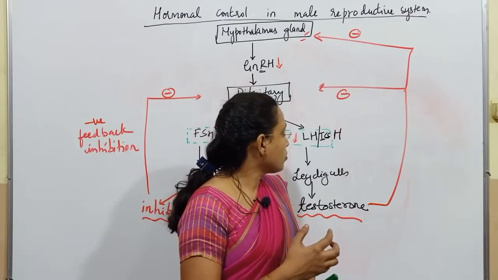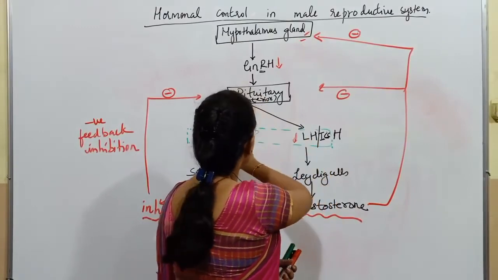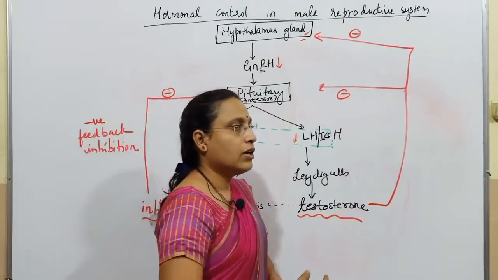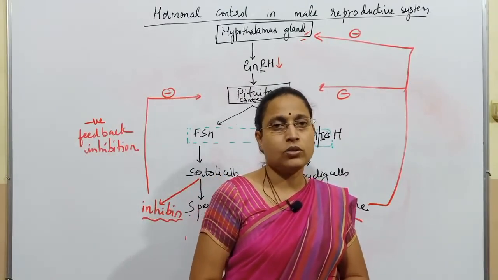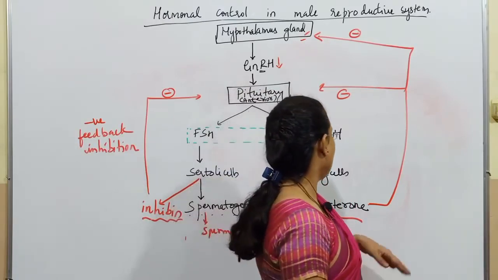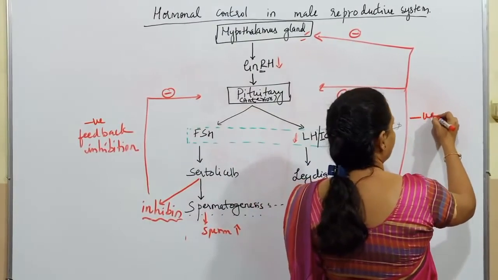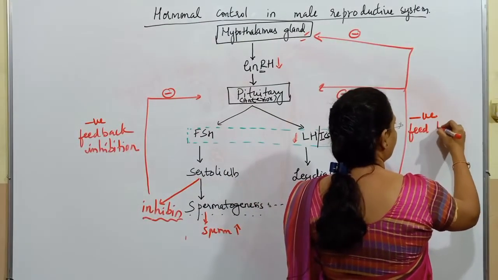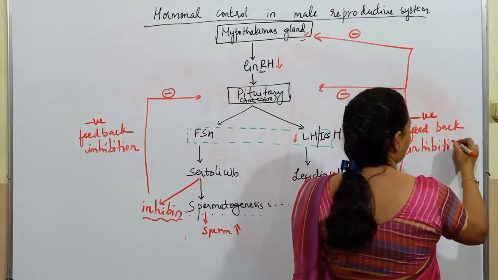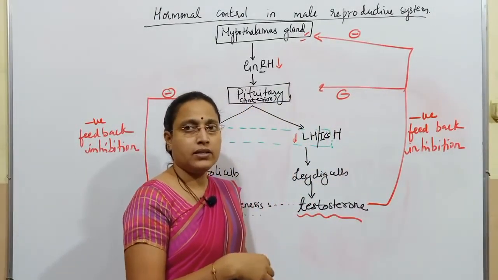So here testosterone has the capacity to inhibit these glands, so that ultimately LH is less. On this side, inhibin is going to inhibit FSH. So that is how it is regulated. Testosterone production and sperm production are regulated. Here also it is called negative feedback inhibition.